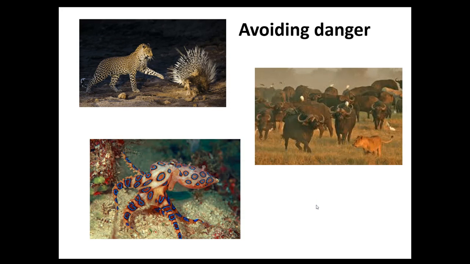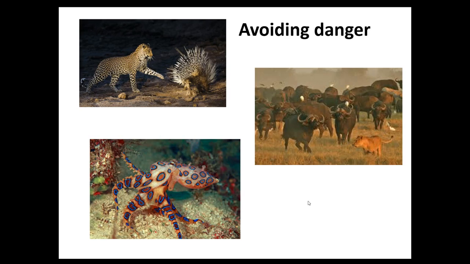So just some different pictures of animals avoiding danger. Here's a porcupine. They're going to pop up their quills to protect their body. This is an octopus. Octopuses can camouflage to hide either from their prey or from predators. And they also have this ability to make themselves these bright and scary colors, and that can scare away somebody that's trying to eat them.